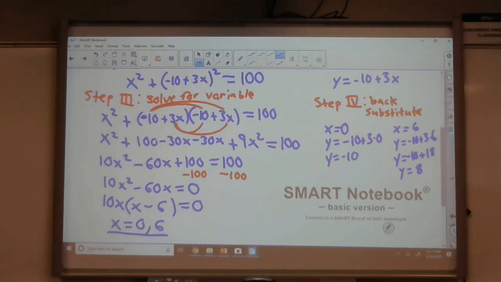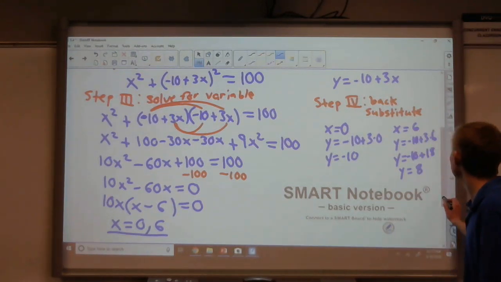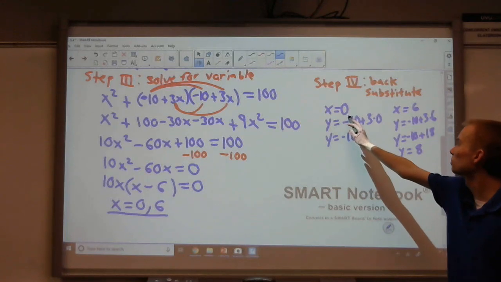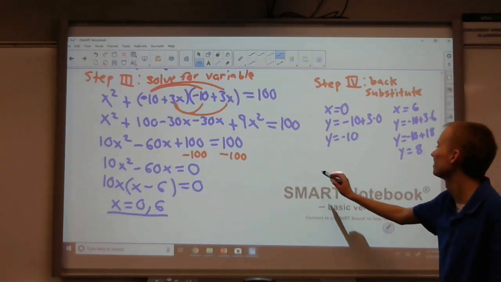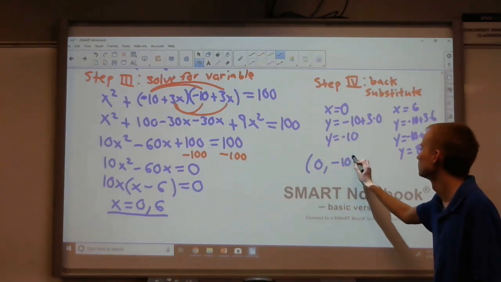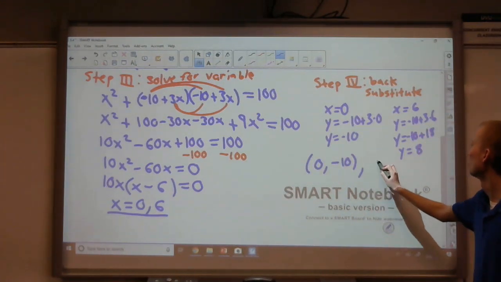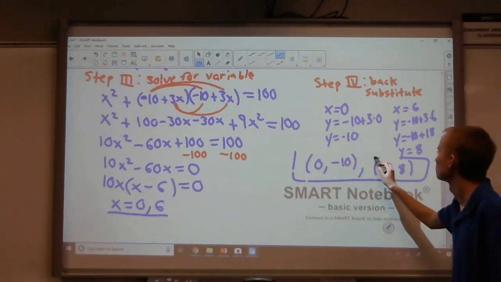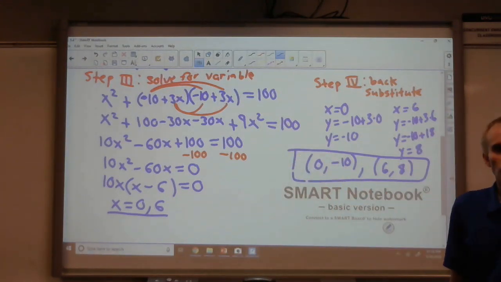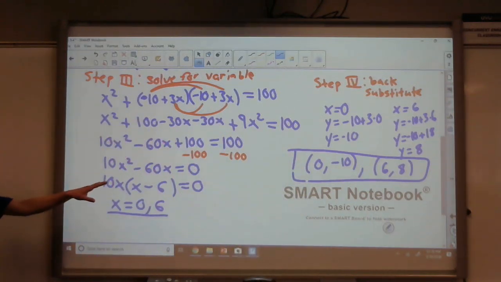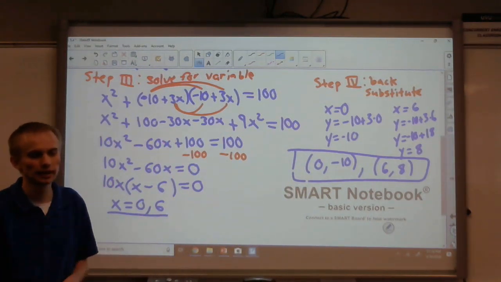So I have two answers, right? One is -10 and one is 8 for y. This one corresponds to 0, this one corresponds to 6. So my final answer is just 0, -10, that's one point, and the other point is 6, 8. Those are my answers. So you'll notice the process is very similar. It just can be a little bit longer because you can have multiple points where it intersects.